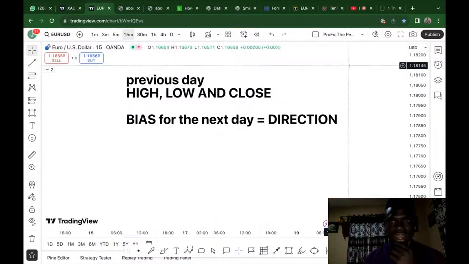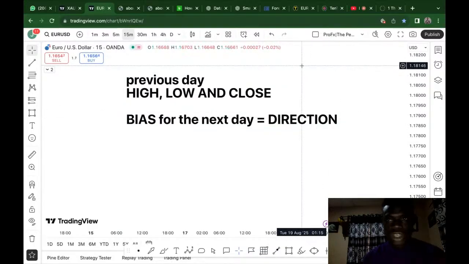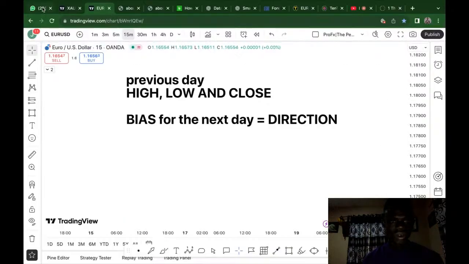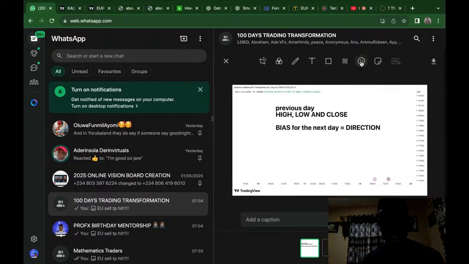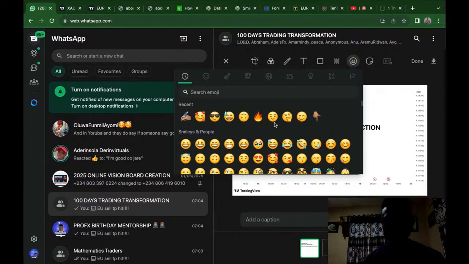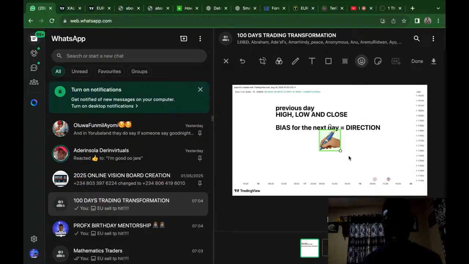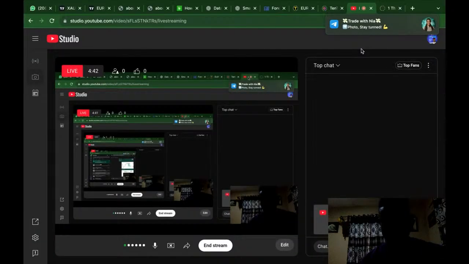Like I said in the mentorship yesterday, for every concept you are using, we want to know: why should I care about using this concept? What's it going to do for me? So the reason why we are paying attention to the previous day's high, low, and close is to get the bias, the sentiment for the day.